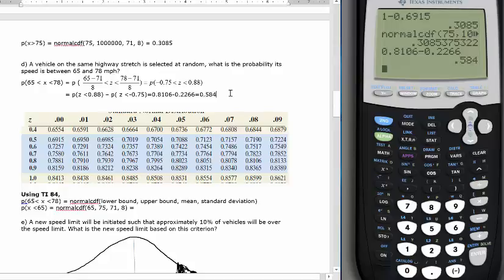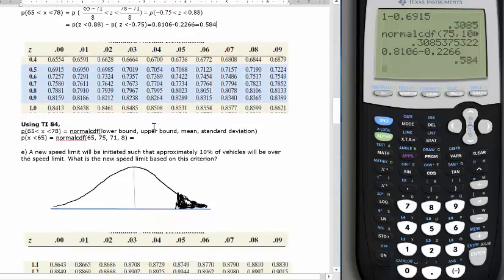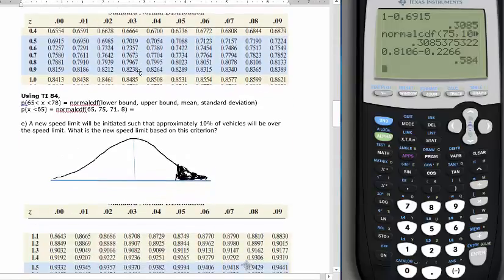All right, let's do the calculator. The calculator is much simpler for this one when x is between two values. Probability of x between 65 and 78. You go to normal CDF, provide lower bound, upper bound, mean, and standard deviation. Okay. Let me just rewrite this. Parentheses, that's how you write it down. 65 less than x less than 78.